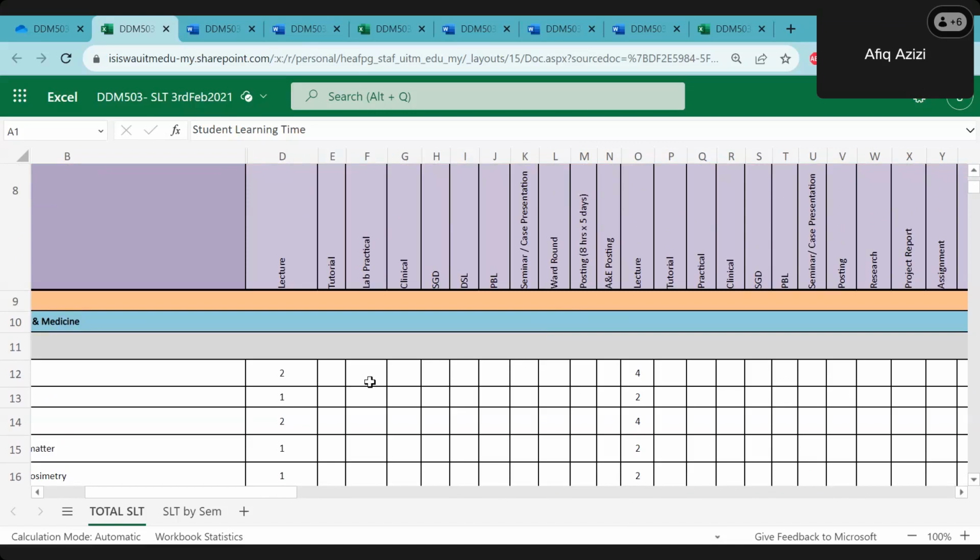Practical dia tak ada. Jap, sorry. Practical dalam mana ada? Tak ada tulis dalam guideline ke Afiq? Yes, dalam guideline tu practical dia tak ada, dia ada lab practical tau. Practical lab 3 jam. Apa ya? Itu saya lupa. Basically demo.